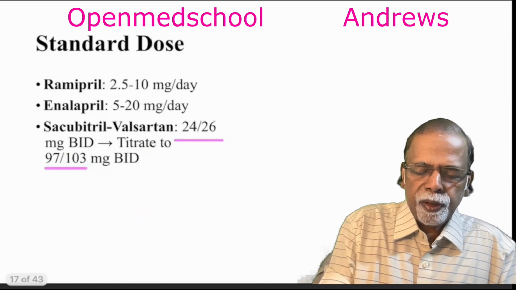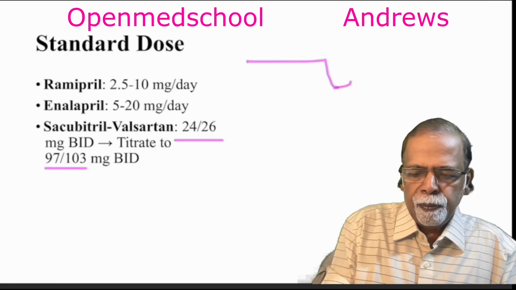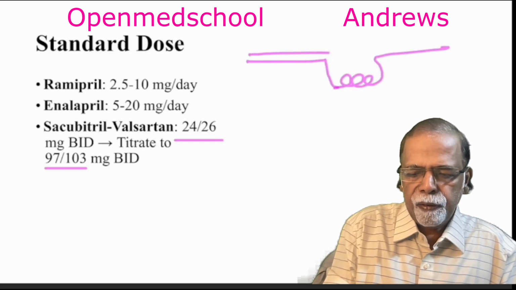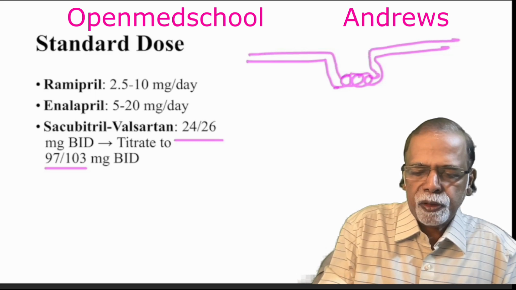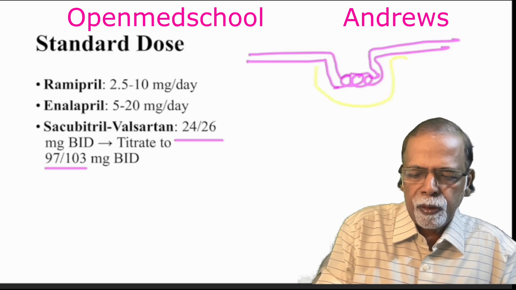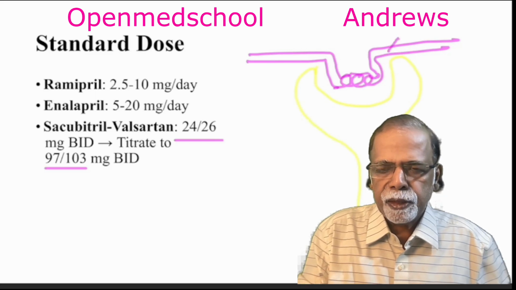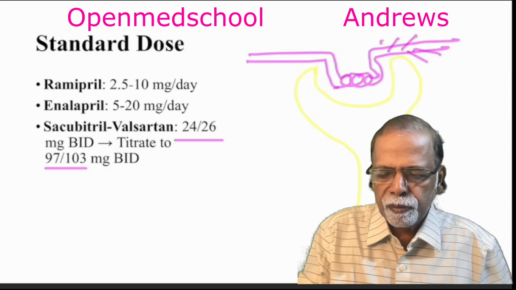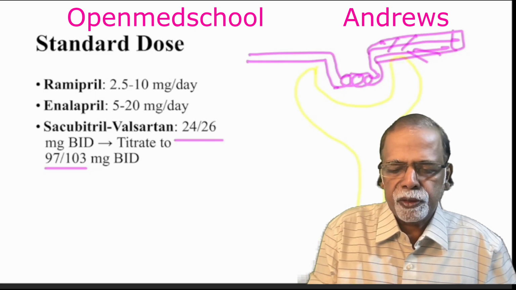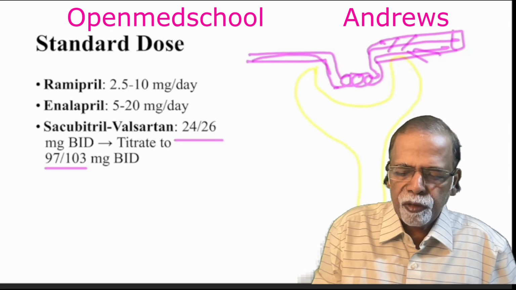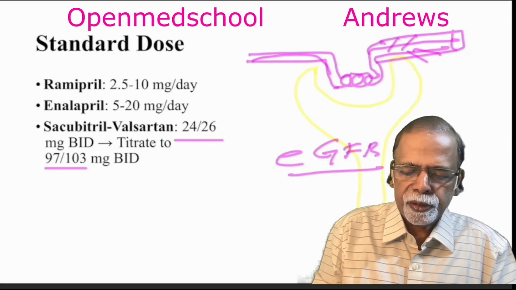So again, remember, these ACE inhibitors preferentially dilate the efferent arteriole. So this is the glomerular Bowman's capsule. It preferentially dilates the efferent arteriole. So what will happen? The filtration pressure decreases. That is, the blood will easily pass through this. So the eGFR will decrease and the patient can have a rise in serum creatinine.